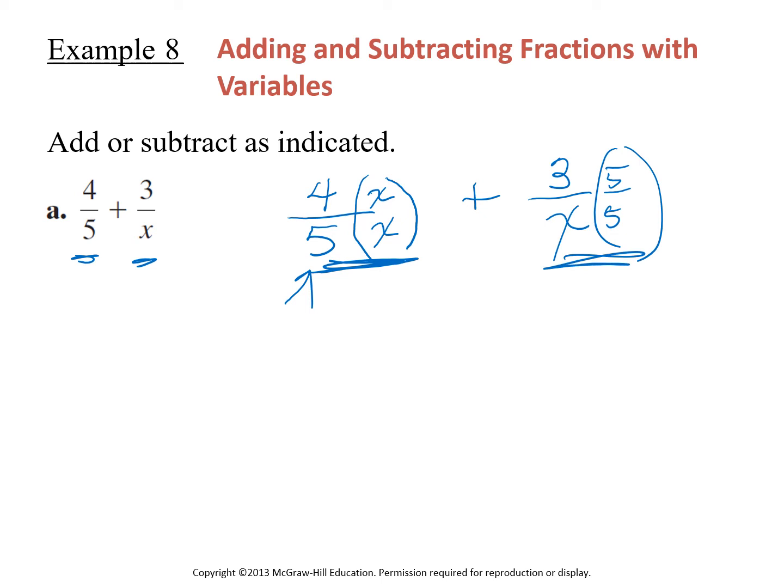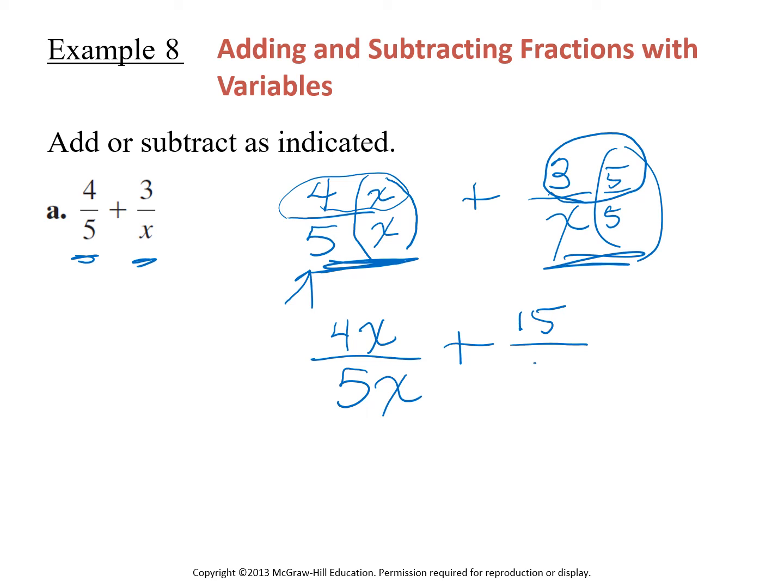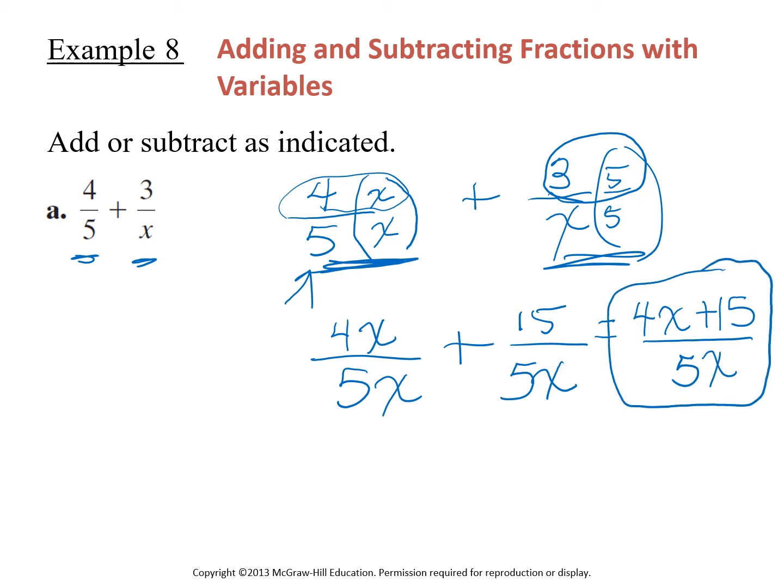So multiplying across the numerators, here I have 4x over 5x plus 3 times 5 is 15 over 5x. So we're going to combine the numerators, 4x plus 15, and keep the common denominator 5x. Now this cannot be reduced. You cannot cancel the x's because they're not factors, they're addends on the top of this. So that's the final answer.